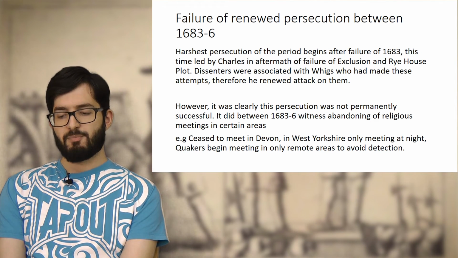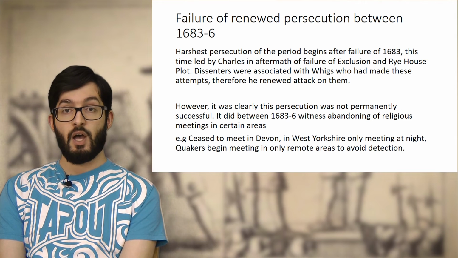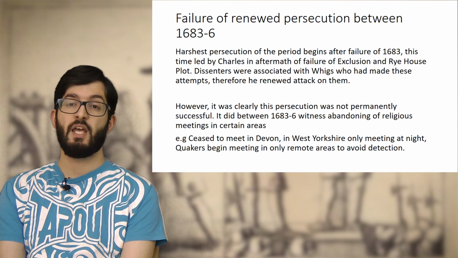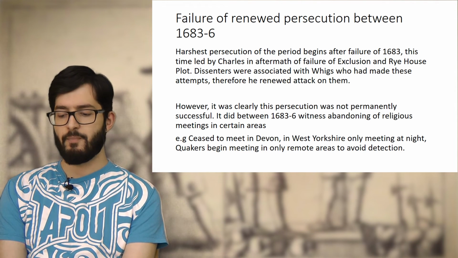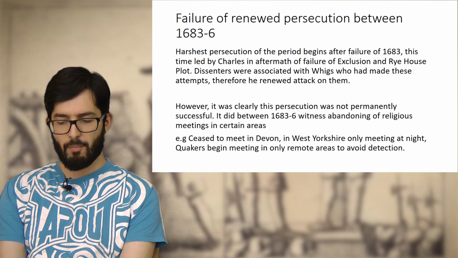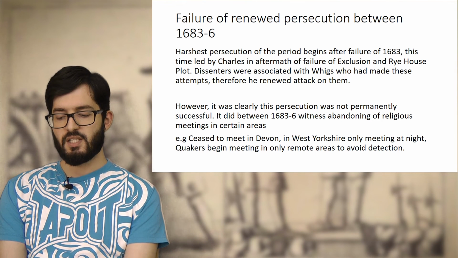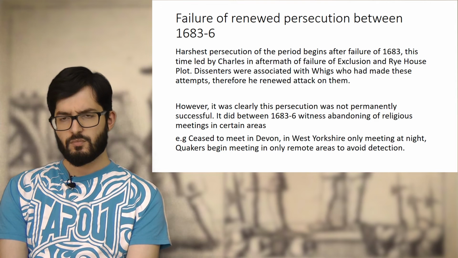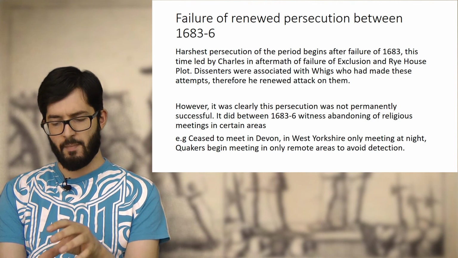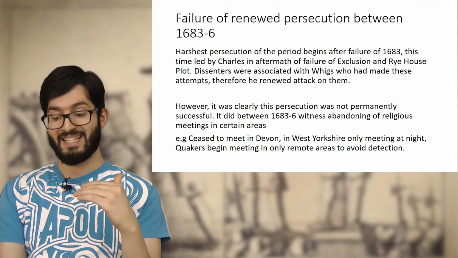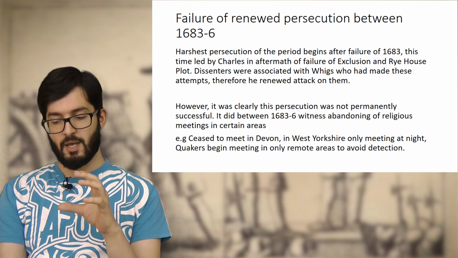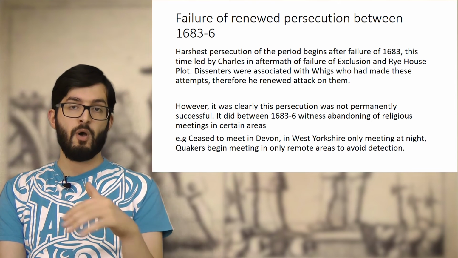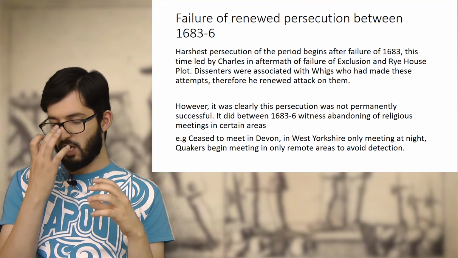But despite the strength of the persecution, because in many ways a lot of the records show meetings essentially ceasing to exist during this time frame, this persecution is not permanently successful. So it witnesses the abandoning of religious meetings in certain areas. There's a couple of examples to say. They cease, for example, to meet in Devon and West Yorkshire. They only meet at night time. Quakers begin to meet only in very remote areas. So it succeeds in clamping down on dissent quite a lot.